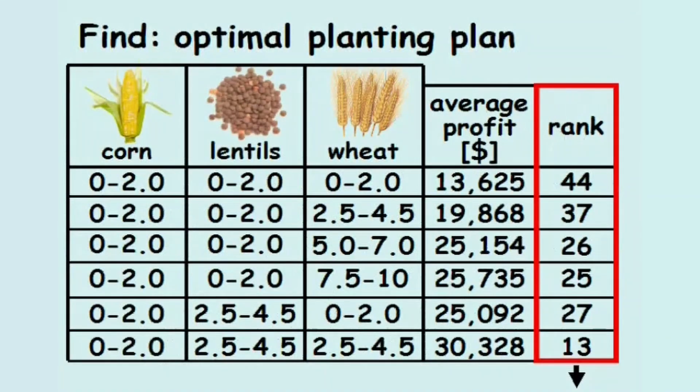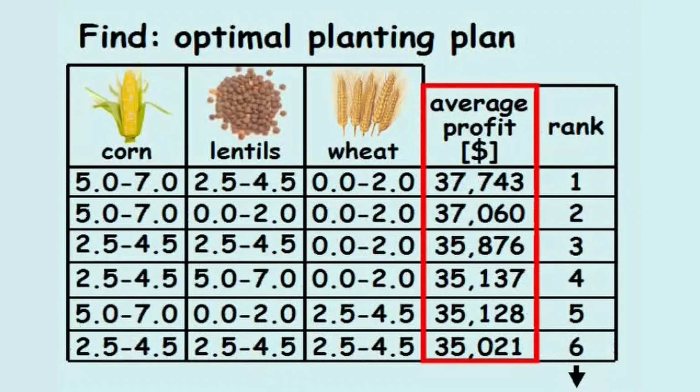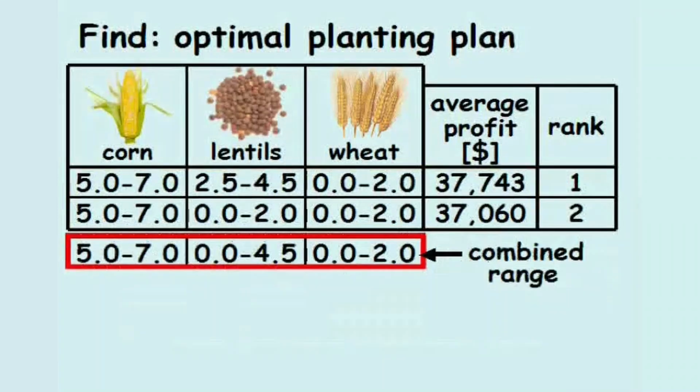The average value of each of the 64 ranges are ranked from 1 to 64. If we sort the list of ranges by descending average profit, we can identify which ranges of planting plans are most profitable. From these results, the top 2 ranges of planting plans are notably superior to the remaining 62. The combined range for these 2 ranges is 5 to 7 acres of corn, 0 to 4.5 acres of lentils, and between 0 and 2 acres of wheat.